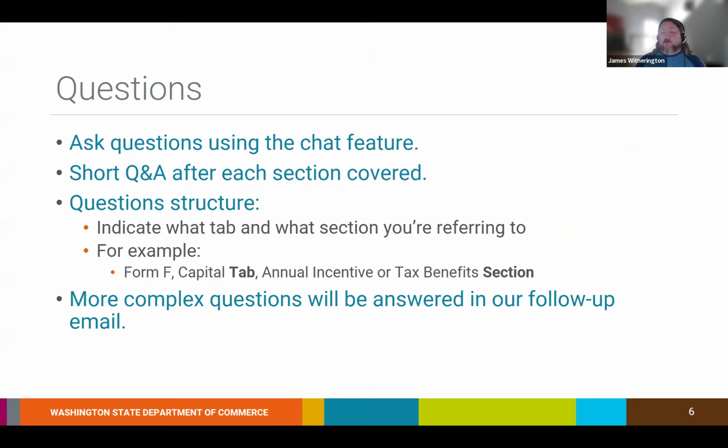For question structure, which I think will be really helpful, if you can identify which tab your question is related to and what section in that tab your question is related to? And this will make a little bit more sense as we actually get into the form. You'll see the different section titles.